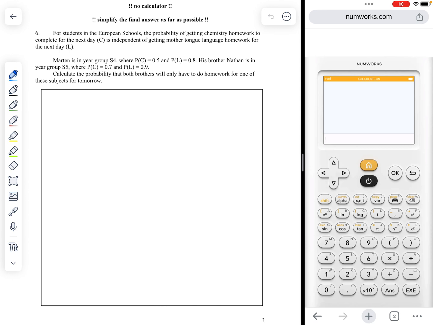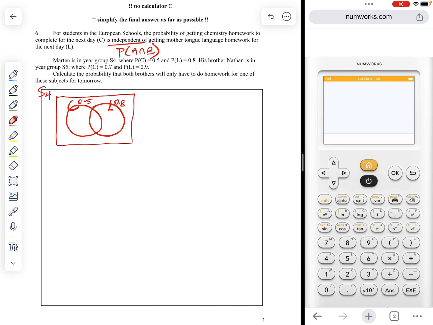So we're going to separate those out and draw a Venn diagram for S4 for Martin, and we have our two circles. We have chemistry and language, and we know that chemistry is 0.5 within that circle and 0.8 within the language circle. Now, if events are independent, the probability of A intersection B is the probability of A multiplied by the probability of B, on the formula sheet.